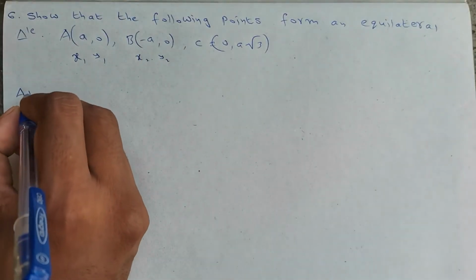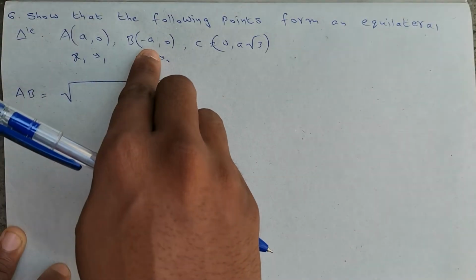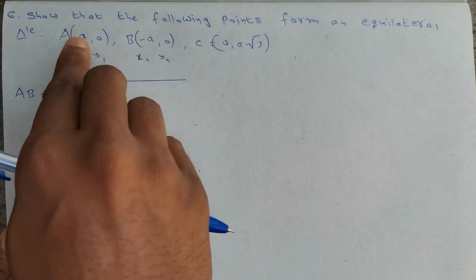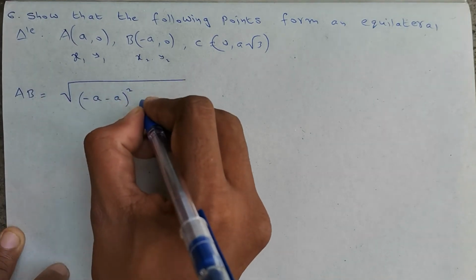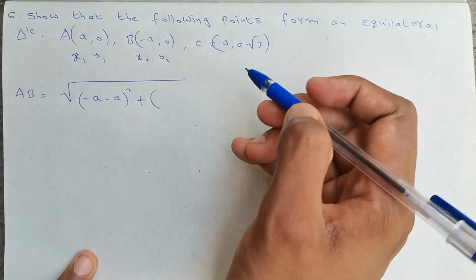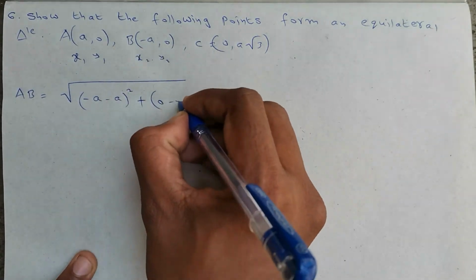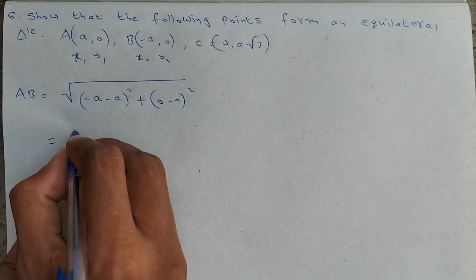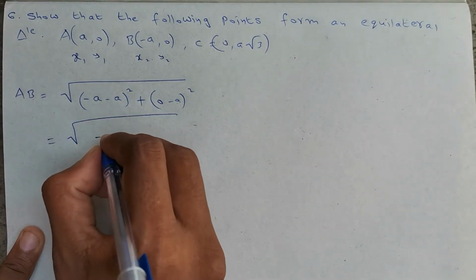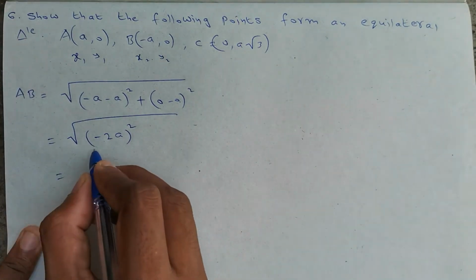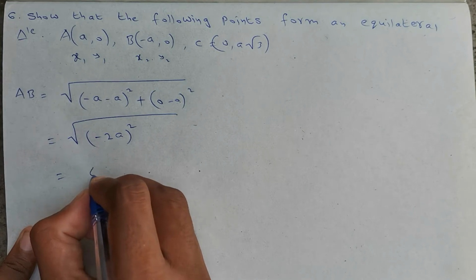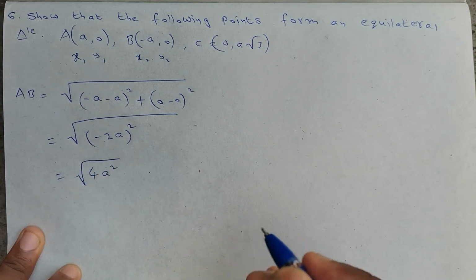So the distance between AB is equal to under root (x2 minus x1). Here x2 is minus a and x1 is a. So minus a minus a whole square plus (y2 minus y1). This is 0, this is 0. 0 minus 0 whole square, which equals under root (minus a minus a, that is minus 2a) whole square. This is 0 only, so that's why I am not writing that. Minus 2a whole square, 4a square.